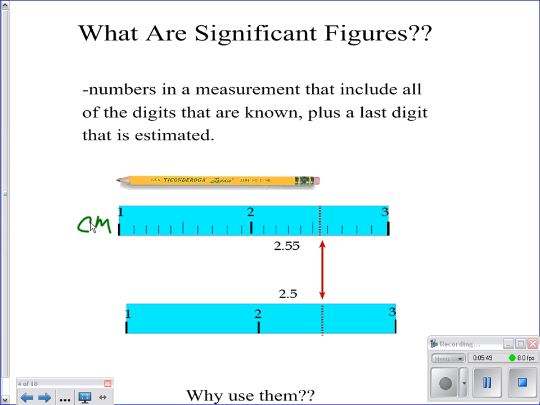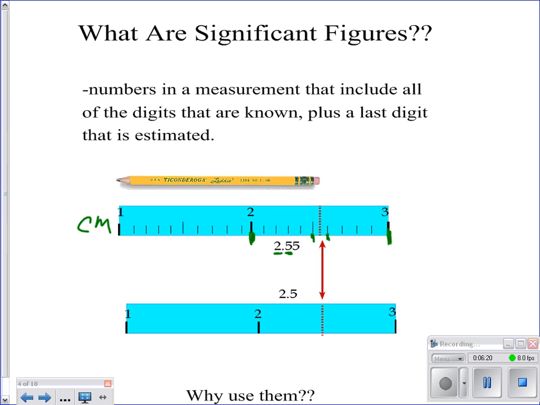I definitely know that this pencil is greater than 2 centimeters, and I very confidently know it is less than 3 centimeters. So this value right here, I'm very confident of that. I know it's going to be a 2. I also know, I count 1, 2, 3, 4, 5, I know it's greater than 2.5, but it's less than 2.6. Again, I'm really confident about that number right there.